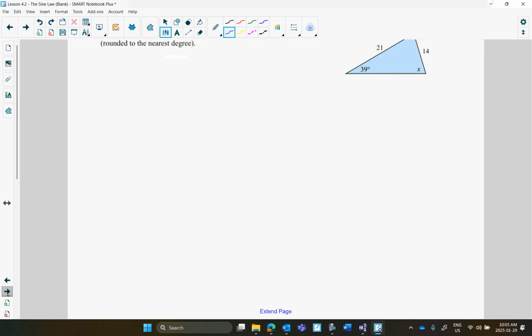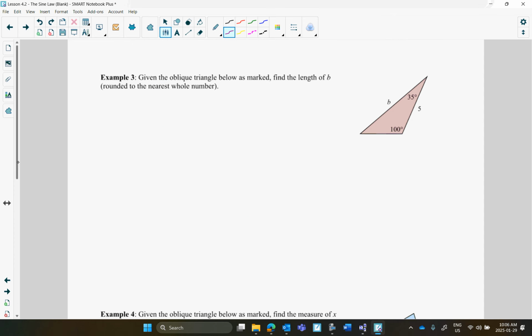Next one. Again, we're asked to find the side. How would you set this one up? Or do you see something wrong? Like, shouldn't I know the angle opposite 5 in order to set it up? So I need to know this, but I'm not given it. Can you figure it out? Yeah, because these three have to add to 180.